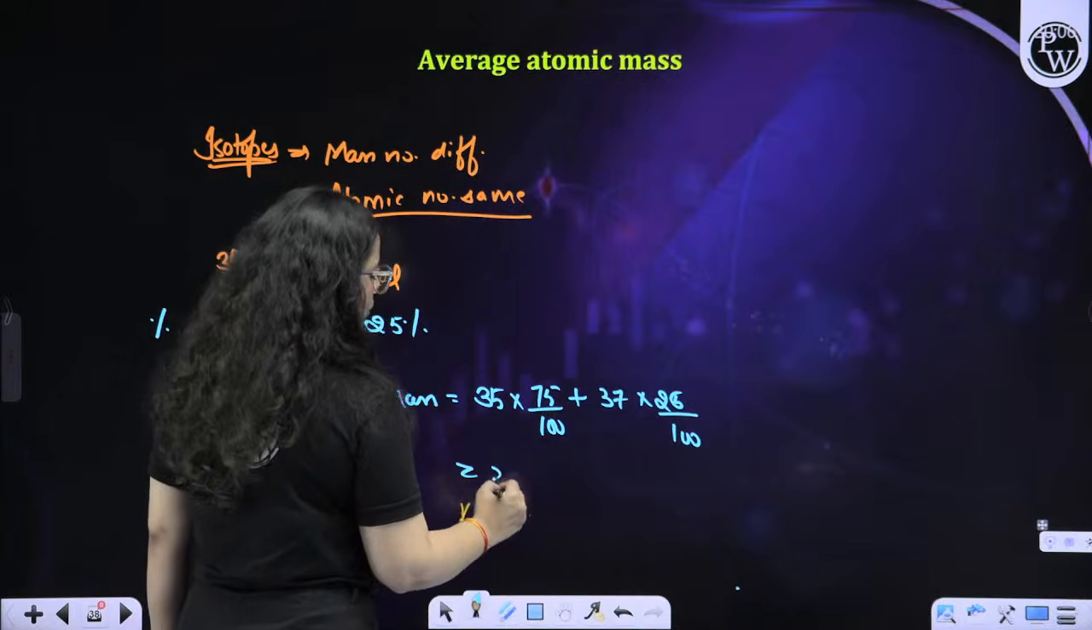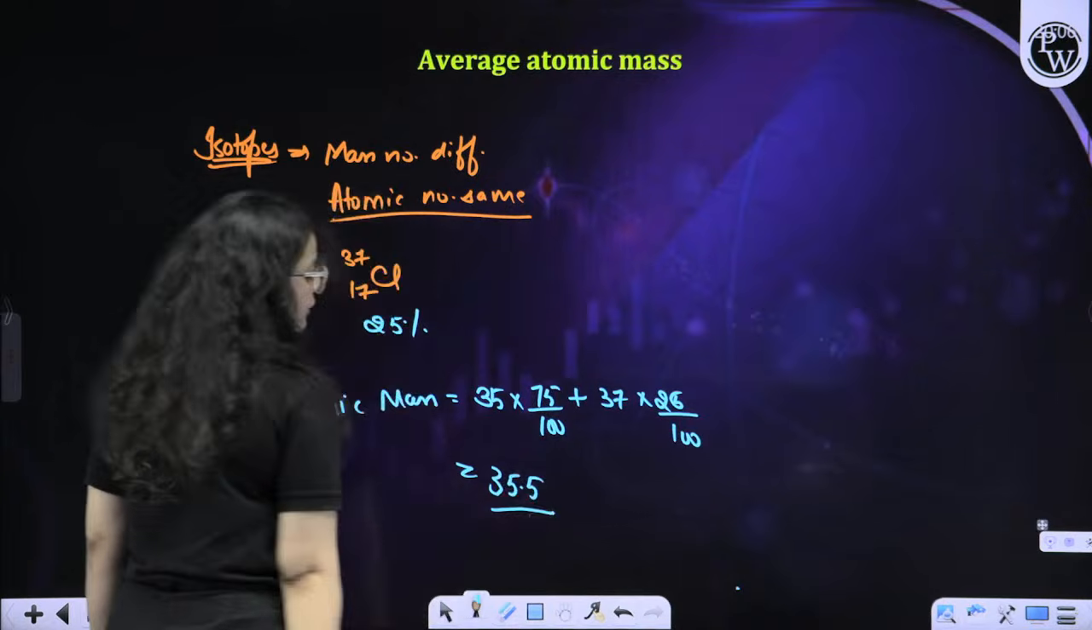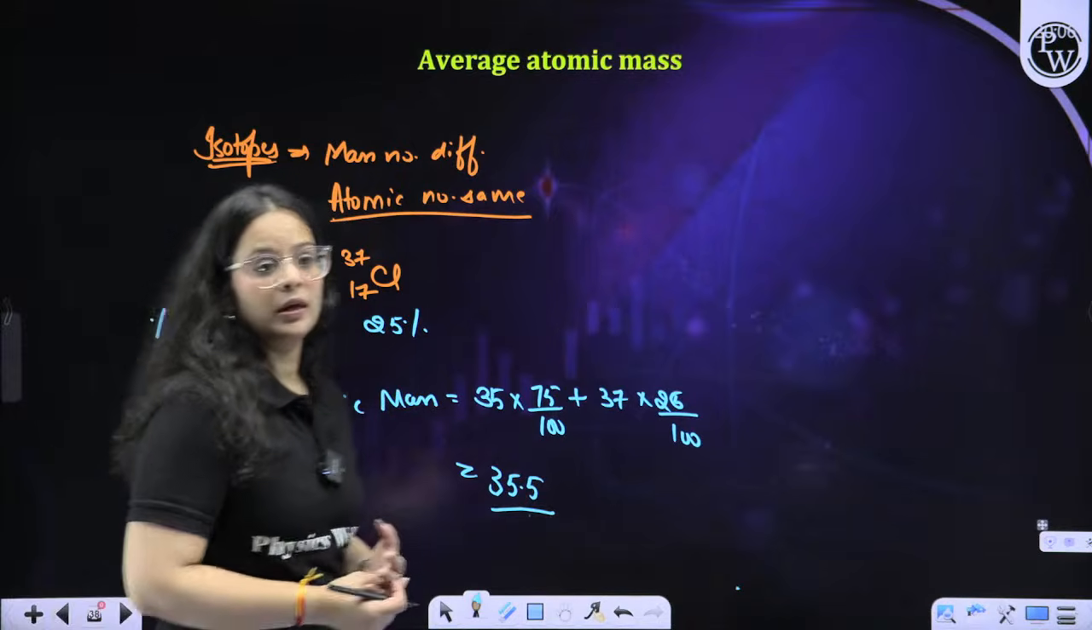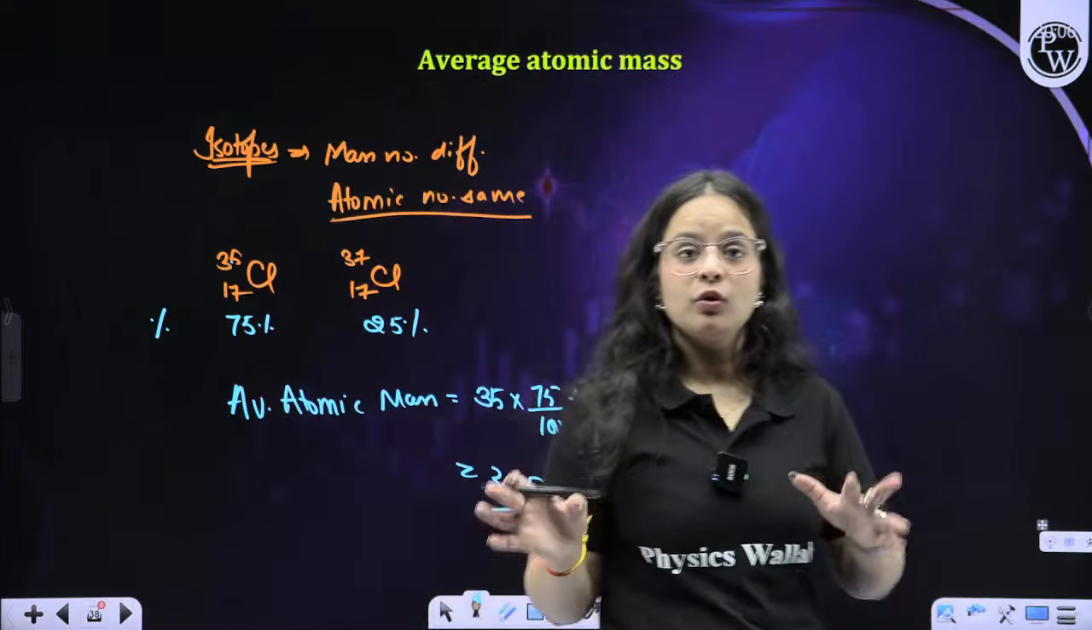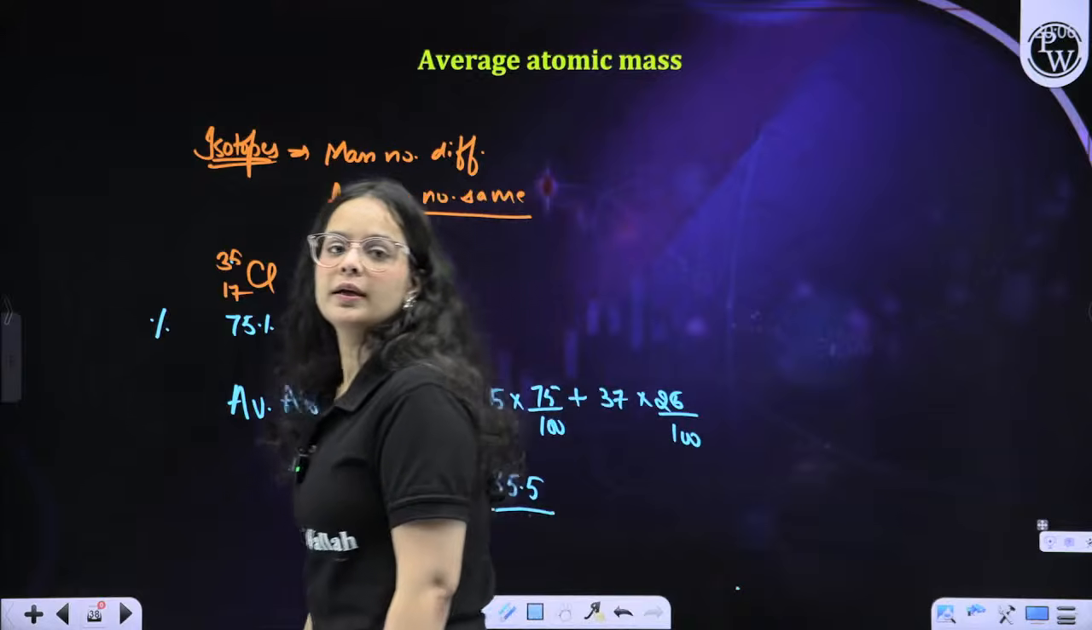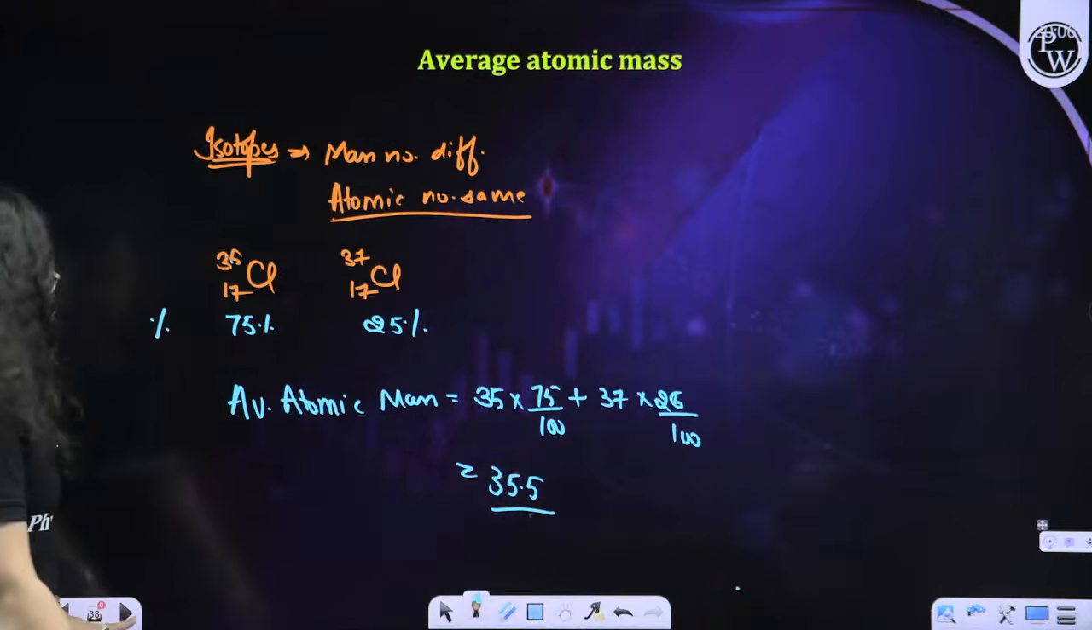On solving it out, you will get 35.5. So this is the average mass that you usually use. It is not the actual mass of chlorine. Nothing at all, 35.5 chlorine does not exist there in nature. It is just the average that you all are using over here.